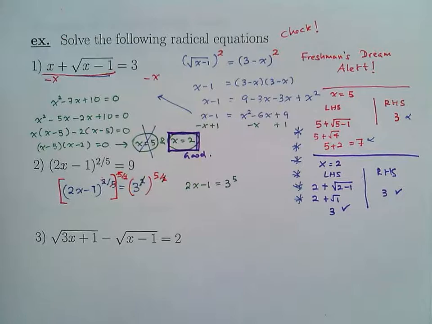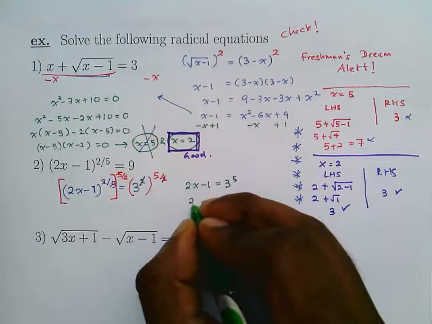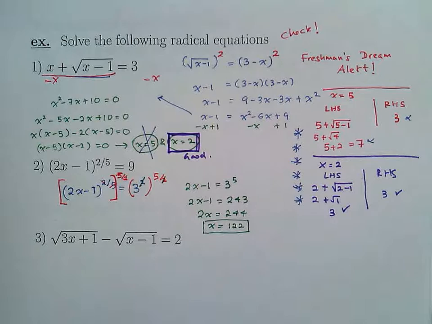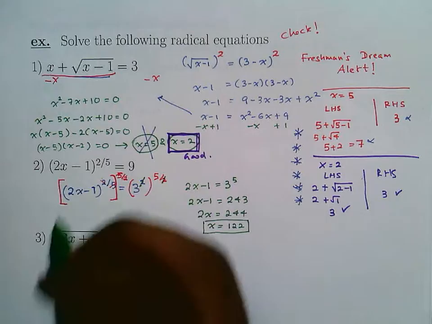And right now, it might take you a few moments to calculate what 3 to the power 5 is. It's 243. So 2x minus 1 equals 243, and so you get 2x equals 244, or x is equal to 122. Okay, and you can plug it in and check whether it works. Should work. But one more thing is, when you have radical equations with odd roots, you don't need to check. Because this is a fifth root, you don't have to check.